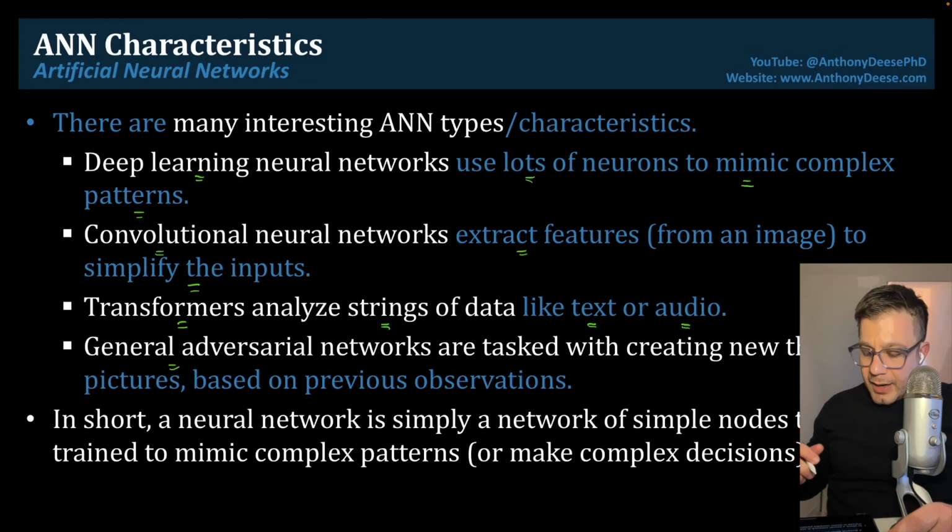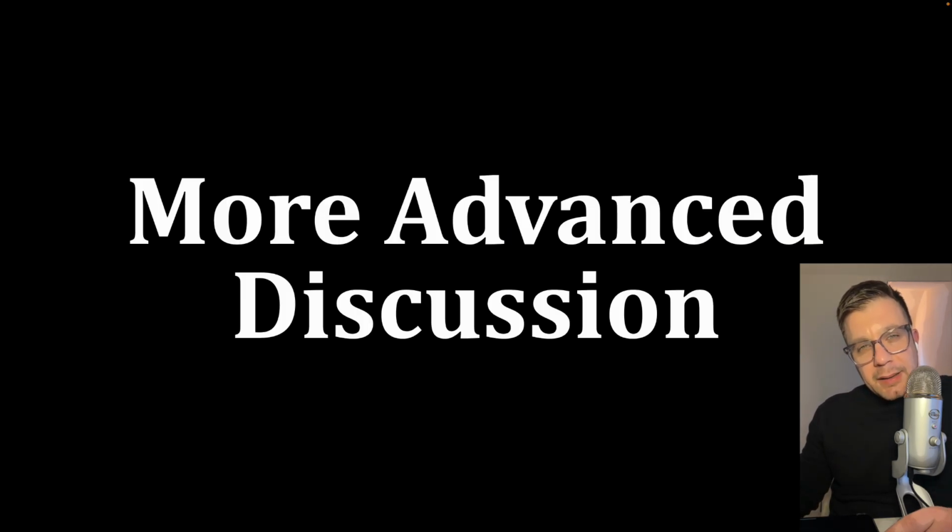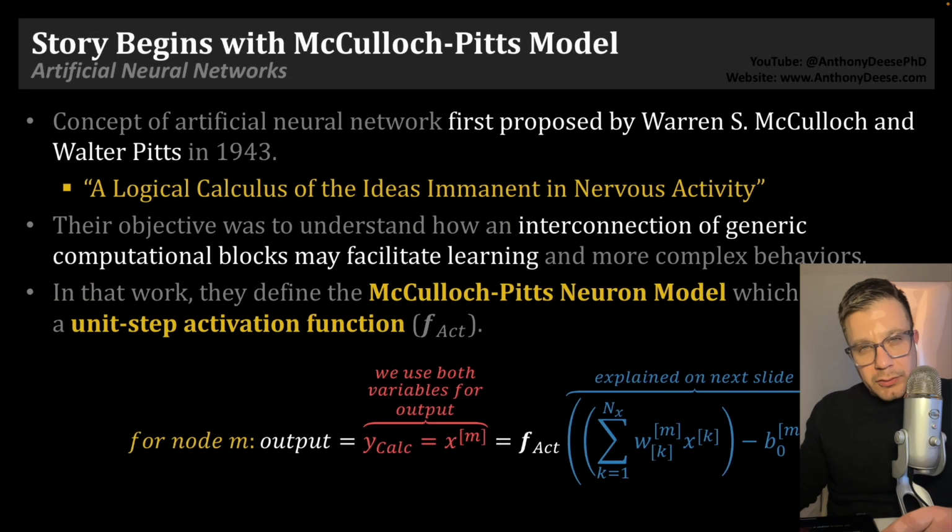In short, a neural network is simply a network of simple nodes that can be trained to mimic complex patterns or make complex decisions. So that concludes the plain language discussion section, or the section where we're going to explain it like we're 5. And now we're going to move on to a more advanced discussion of artificial neural networks.